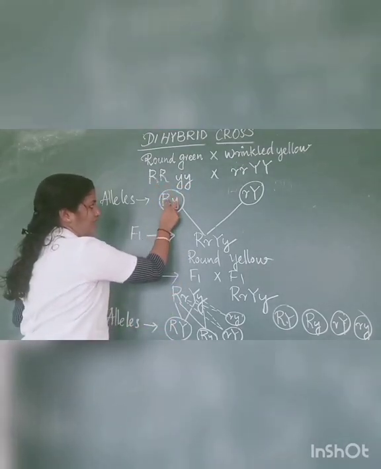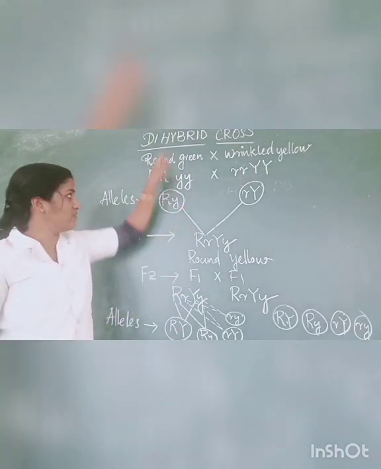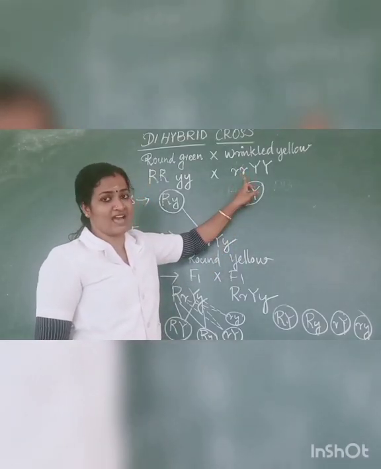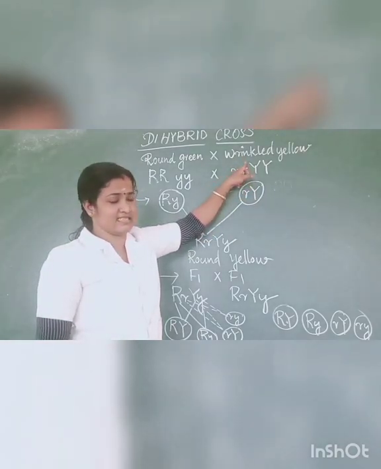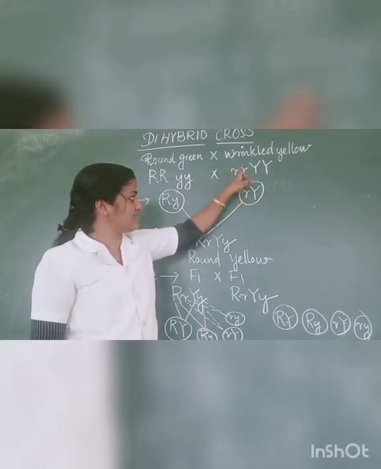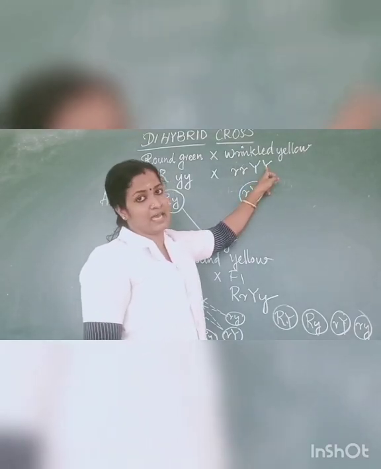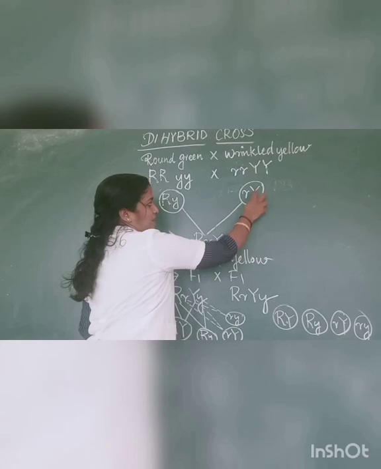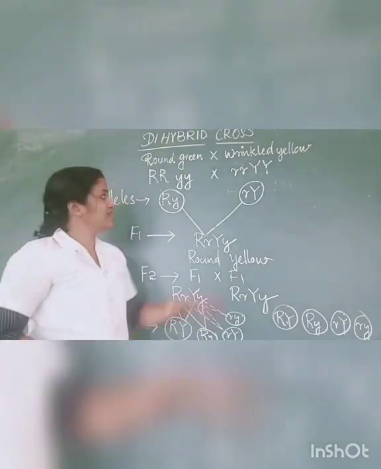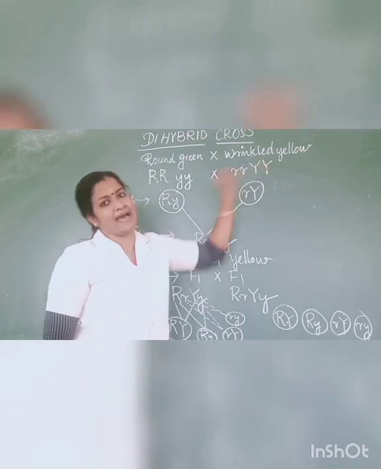Then capital R with small y forms the capital R small y allele from the first parent. And here small r represents the wrinkled character, isn't it? Here also the same alleles are there. So we select one small r from the wrinkled genotype, and from capital Y we select one capital Y. So it forms the small r capital Y allele from the second parent.